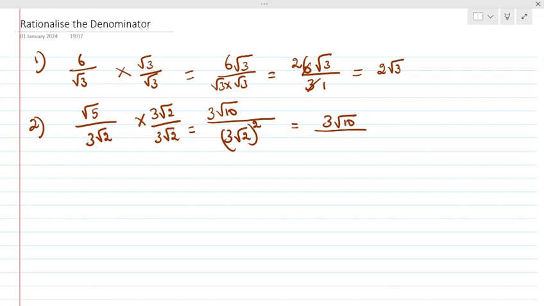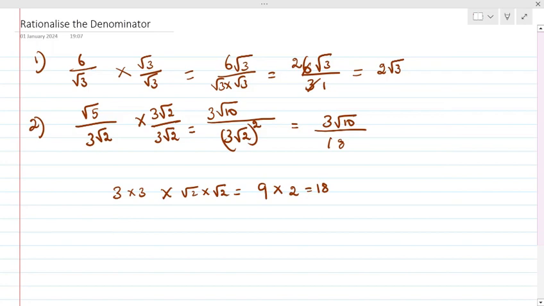I will do this separately and show you. 3 into 3. For 3 square, it will be 3 into 3, and then root 2 square is root 2 into root 2, which is equal to 3 into 3 is 9, and root 2 into root 2 is 2, which is equal to 18. So now we have 18. 3 and 3 divided by 18.